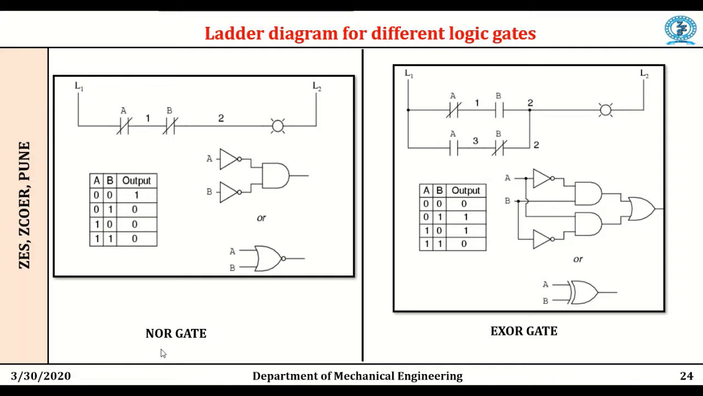The next logic gate is the NOR gate. This is the ladder diagram for the NOR gate. NOR is a combination of OR and NOT gate. This arrangement shows an OR gate followed by a NOT gate. Hence it is called NOT OR gate. If we see the table, if both the inputs are low, then the output will be high. If any one input is high, then the output will be 0.